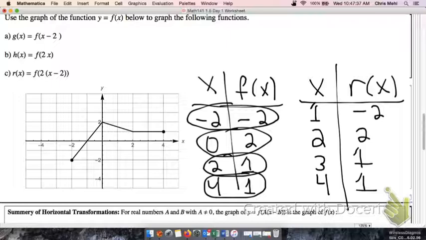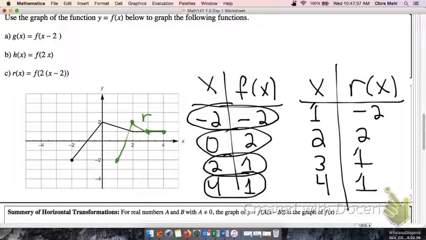And then I will use that table and plot all the points. So when x is 1, I get negative 2. When x is 2, I get positive 2. When x is 3, I get 1. And when x is 4, I get 1. So there would be the graph of r.